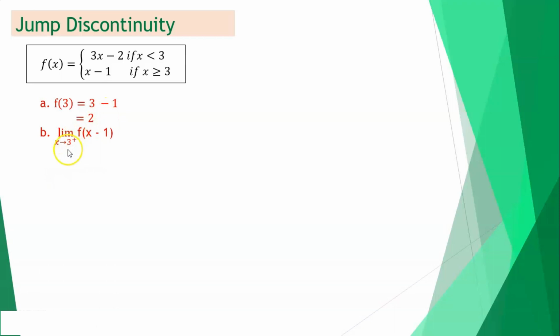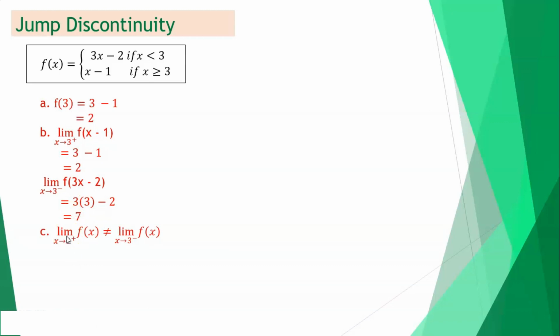Now getting the limit as x approaches 3 from the right. That would be making use of function 2. Substituting, we will end up with 2. Another, finding the limit of the function as x approaches 3 from the left. From the left, so lesser, we will make use of function 1. Substituting this one, we will end up with 7.